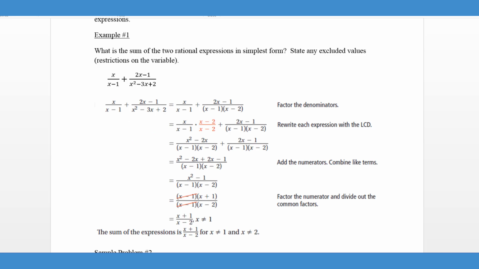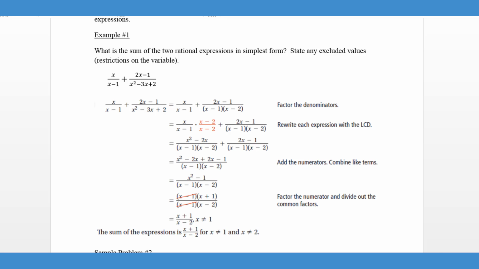So once this is done and there's a common denominator between the two rational expressions, we can actually combine those under one denominator and then proceed from there to simplify the expression as far as we can. Now, if you look at the final answer, x plus 1 over x minus 2, we see that x cannot equal 1 as an excluded value.